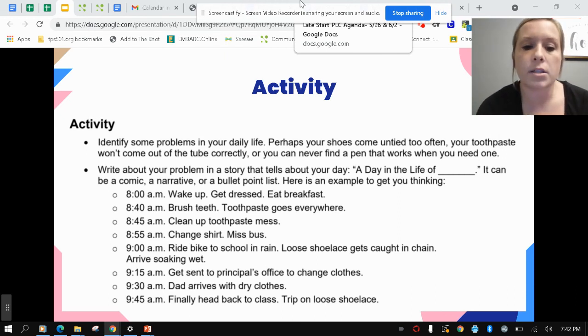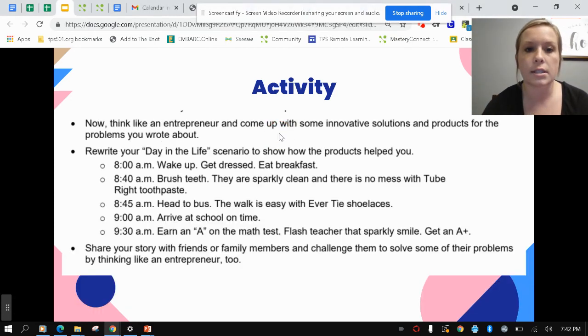9 o'clock, you ride your bike to school in the rain. Your loose shoelace gets caught in the chain. You arrive soaking wet. 9:15, you get sent to the principal's office to change clothes. 9:30, Dad arrives with dry clothes. 9:45, finally head back to class, trip on loose shoelace.